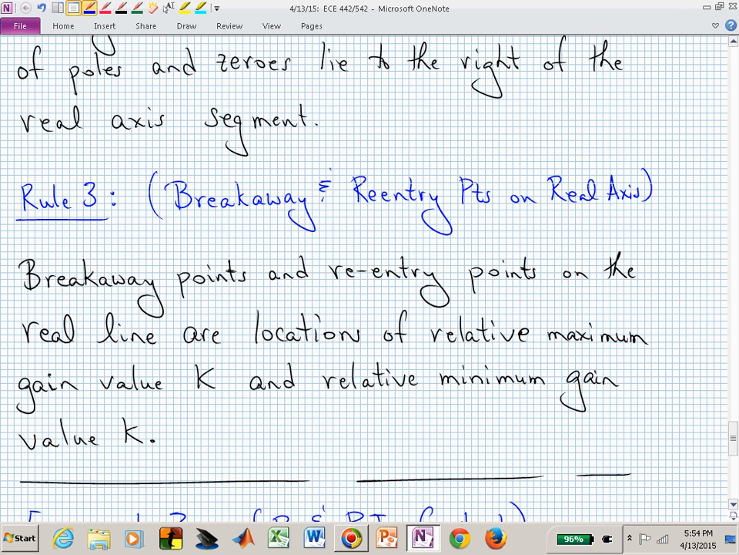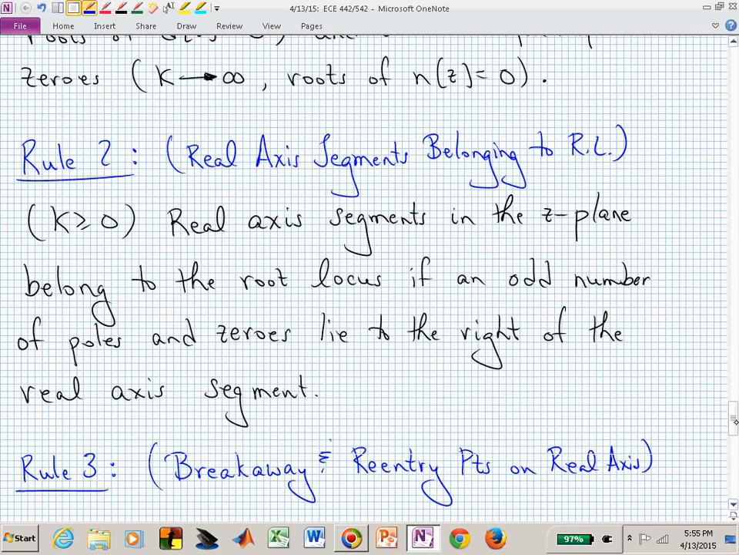Yes? Rule number 2 is assuming that all of your poles are complex conjugates of each other. And you don't have to worry about the poles and zeros off the real axis to apply rule number 2. So you could be blind to what's happening with poles and zeros located off the real line as long as they are complex conjugates of one another. They come in pairs.